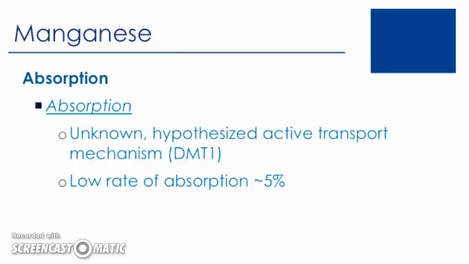We'll talk about the absorption of this trace mineral. There is not much known about the exact mechanisms of absorption for manganese, but it is hypothesized that it is absorbed through the brush border membrane through the DMT1 channel. There is a low rate of absorption for manganese, similar to non-heme iron. We saw for non-heme iron the percent absorption was about 2 to 3%. It is similar for manganese at about 5%.